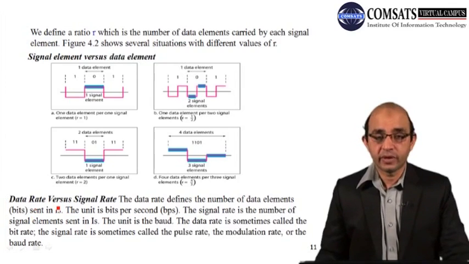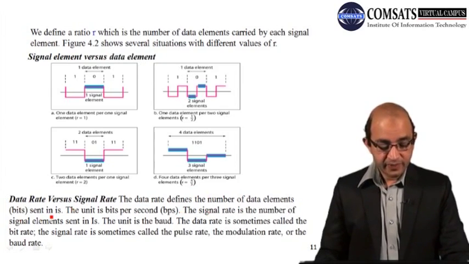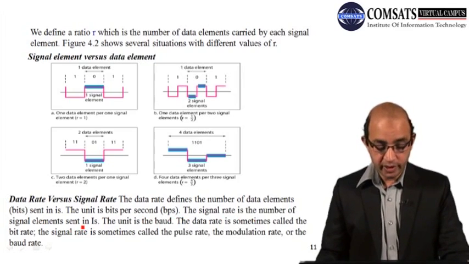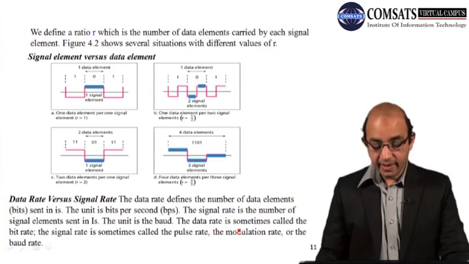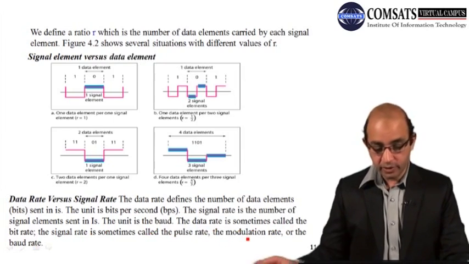So let's talk about, after the explanation, data rate versus signal rate, or baud rate, or maybe pulse rate, or modulation rate. The data rate is the number of data elements, bits, sent in 1 second. The unit is bits per second, bps. The signal rate is the number of signal elements sent in 1 second, that is the baud rate, the unit is baud. Data rate is sometimes called the bit rate, and the signal rate is sometimes called the pulse rate, modulation rate, or the baud rate.